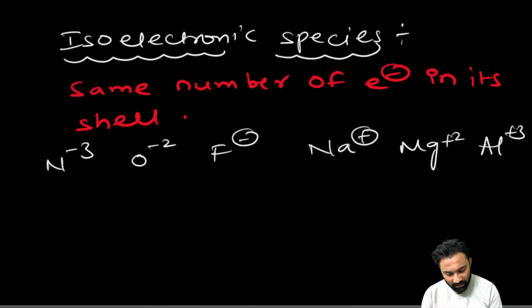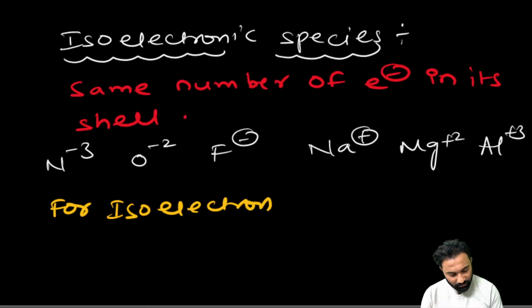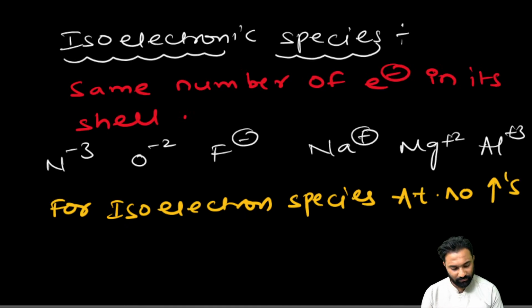Now only one trick you have to remember. If you remember this trick, you can easily predict the answer to any question they may ask. For isoelectronic species, atomic number increases.